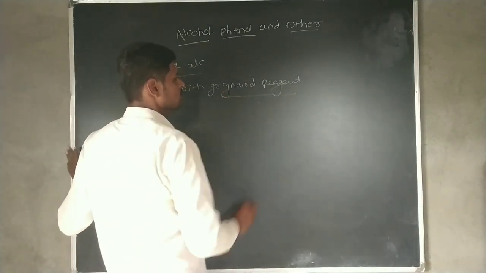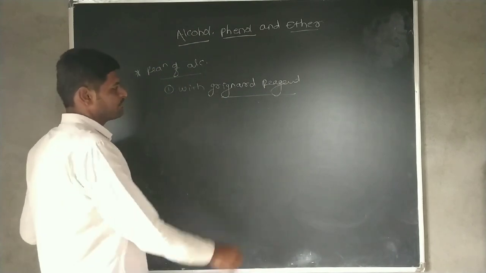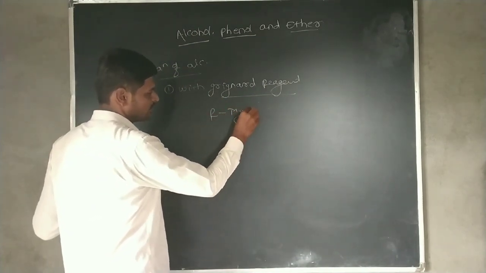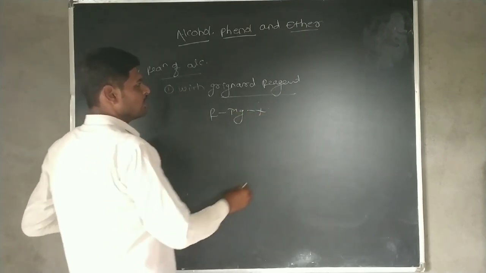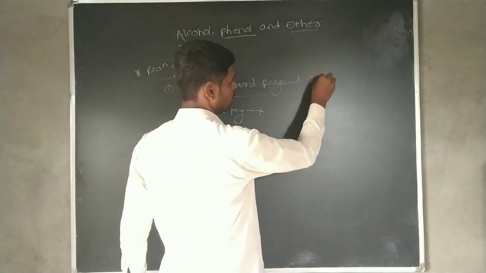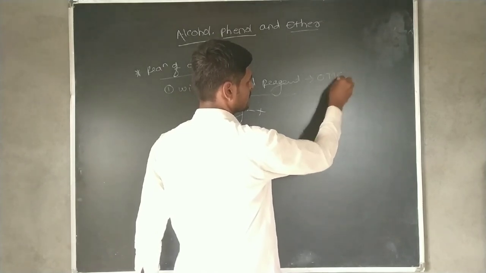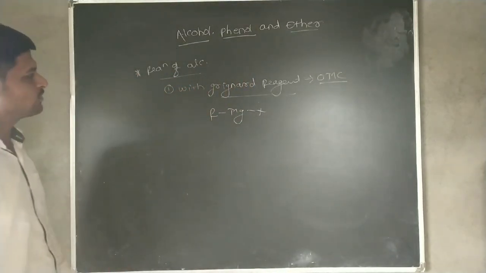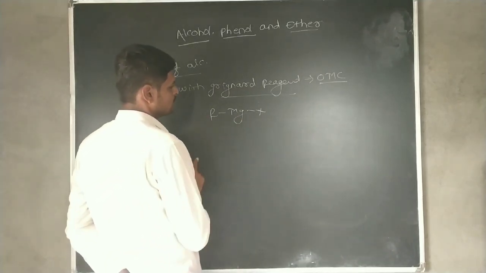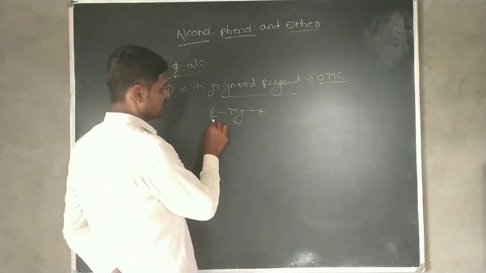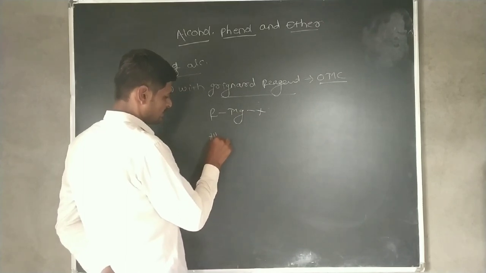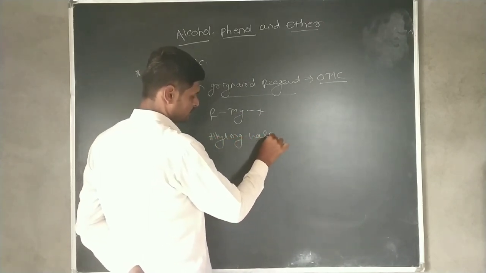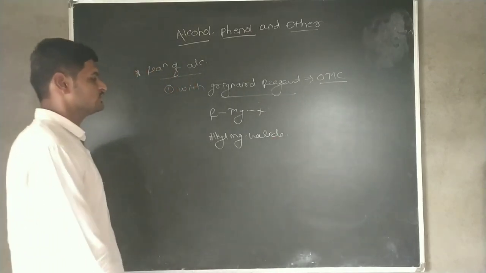We know what is meant by Grignard reagent. The Grignard reagent is commonly denoted by RMgX. This Grignard reagent is also known as an organometallic compound. Commonly, it is known as an alkyl magnesium halide.